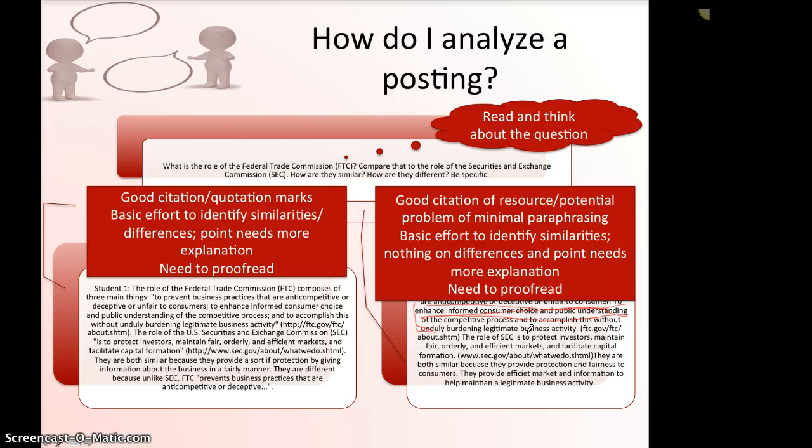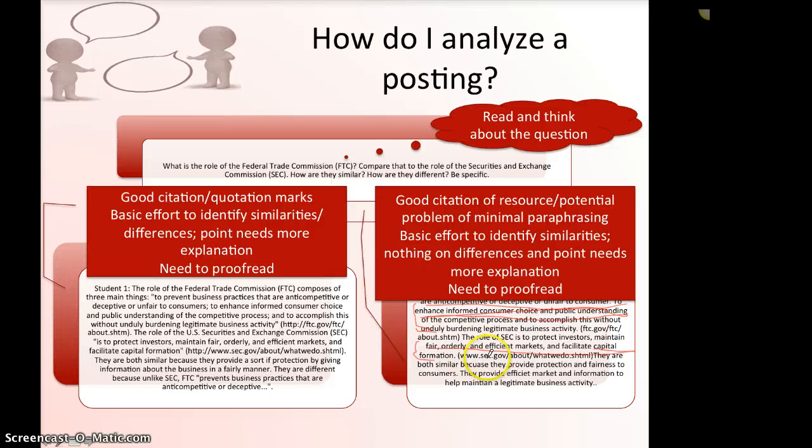It's minimal paraphrasing. They just took the language of the website and removed the quotation marks. The same is true on the information here about the role of the FTC. They copied that directly. They cited it, but they didn't use quotation marks. So that's a potential problem here. They cited the resource, that's good, but they didn't use the quotation marks, which isn't good.